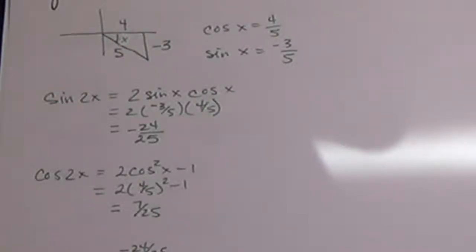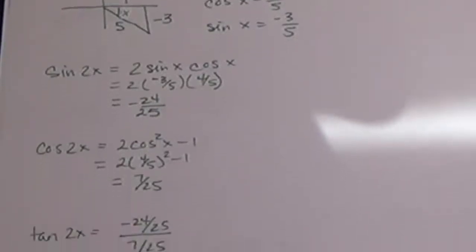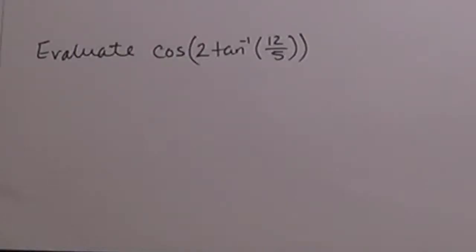And then for tangent of 2x, here we can use the double angle formula, but we can also remember that tangent is sine over cosine. So since we have both of those values, negative 24/25 divided by 7/25 gives us a tangent of 2x equaling negative 24/7.